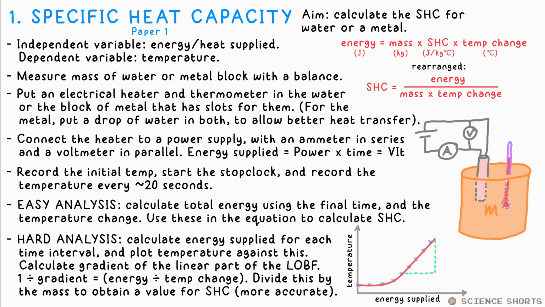We get the gradient of the linear part of this graph, find the reciprocal of that, which gives us the energy divided by temperature in our equation. So then we just divide that by the mass and you have the SHC. Yeah, I don't think even AQA is that evil to actually use this.